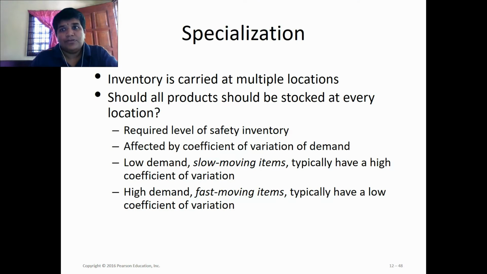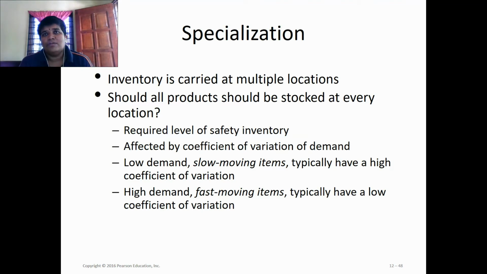Okay, not necessary actually. So it's the required level of safety inventory, affected by the coefficient of variation of demand. Demand from a certain location is not necessarily going to be the same; it will differ and vary in each location. Low demand, slow moving items typically have a high coefficient of variation. High demand, fast moving items typically have a low coefficient of variation.